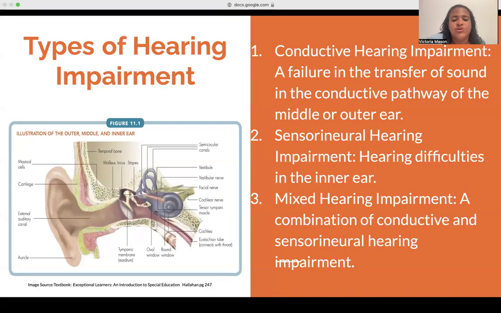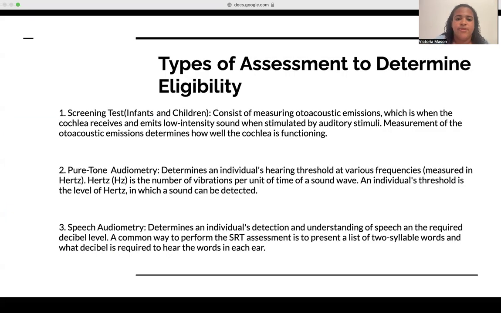When an individual is diagnosed with a hearing impairment, there are three different types of hearing impairments that an individual could have. The first one is a conductive hearing impairment, which is the failure in the transfer of sound in the conductive pathway of the middle or outer ear. And then we have a sensorineural hearing impairment, which is hearing difficulties in the inner ear. And the third one is a mixed hearing impairment, a combination of conductive and sensorineural hearing impairment.